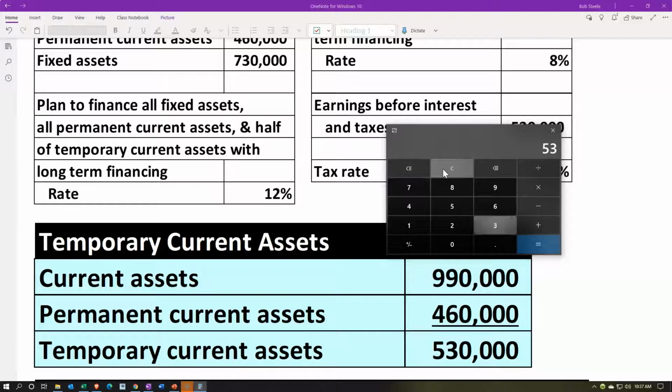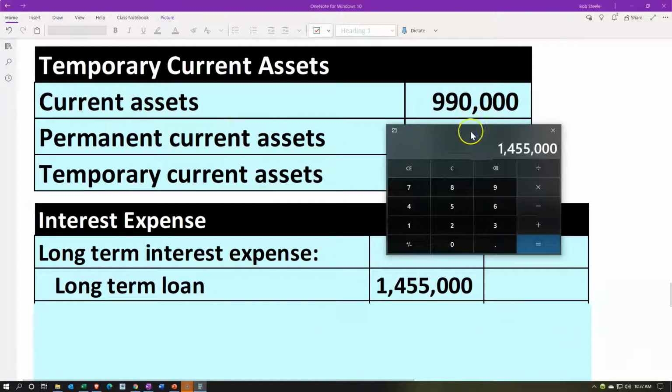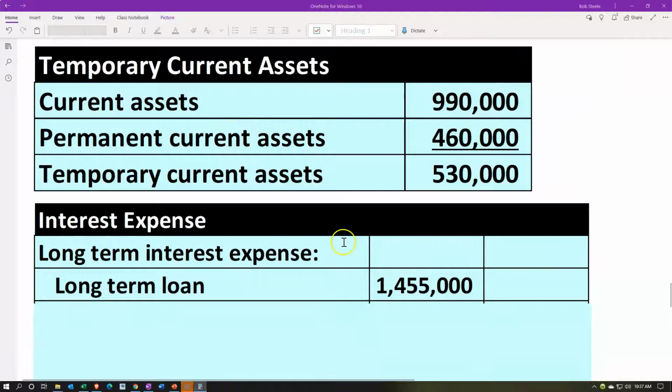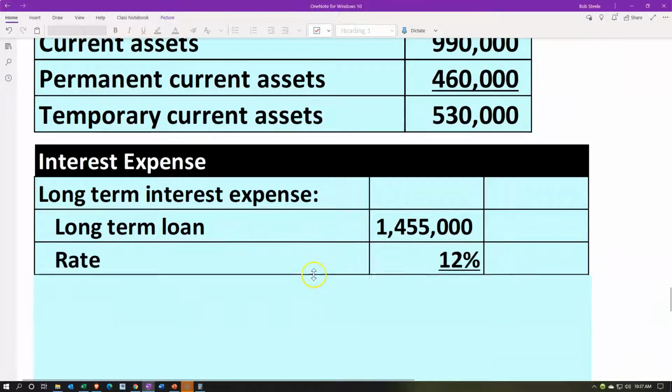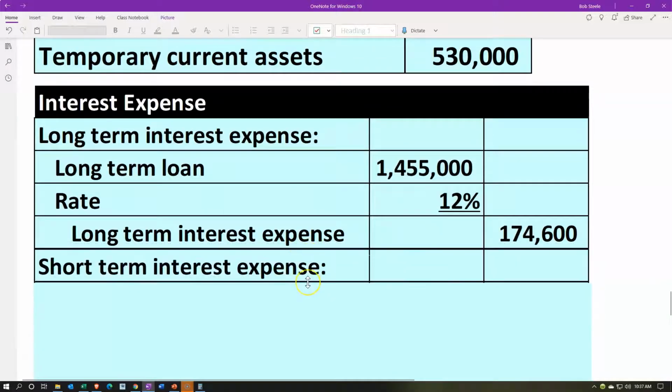But we're going to be more or less risky here and actually still finance half of them with the long-term financing. So I'm going to take the 530,000, I'm going to divide it by 2, and so the 265 we're going to finance with the long-term financing, plus we're going to pick up the fixed assets of the 730,000 and the 460,000 of the permanent current assets. That gives us the 1,455,000 that we're going to finance with the long-term assets. We're going to finance that at the 12%. Multiplying those two out, we get the 174,600.